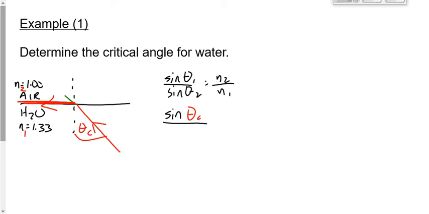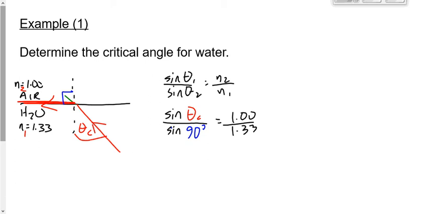What's theta 2? Yes. Look, theta 2 is 90 degrees. When the light kind of skips along the boundary, and that happens when theta 1 is the critical angle, then theta 2 is 90 degrees. And that's equal to n2 over n1, so 1.00 over 1.33. When you're solving for a critical angle problem, theta 2 will always be 90 degrees, every single time.